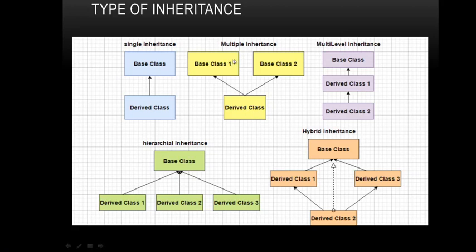Next we have multiple inheritance. Here we have two base classes. This is one base class, this is another base class, and we have a common derived class. That means this is a child from these two parents.